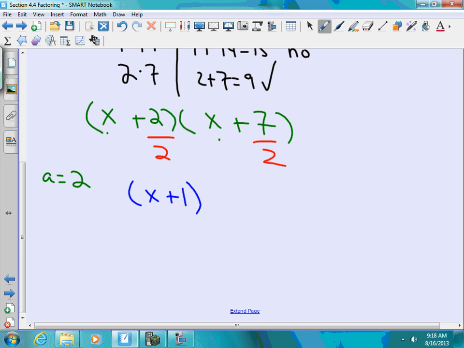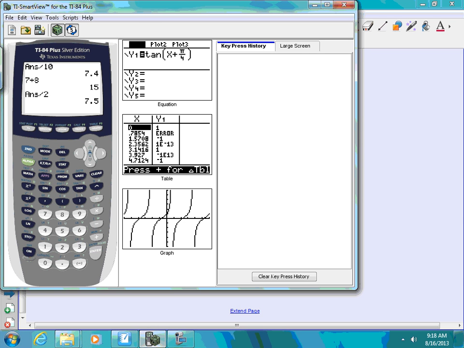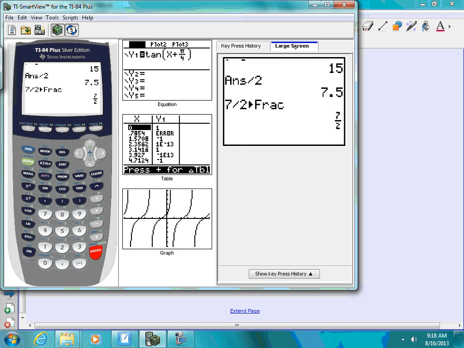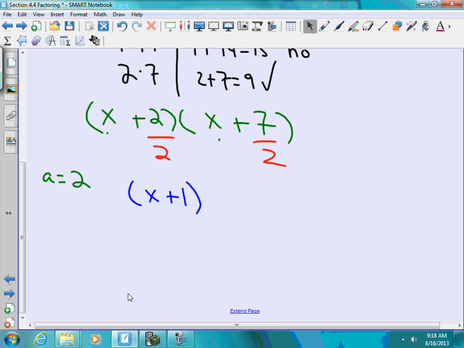Over here, 7 over 2, can that be reduced? Many of you say, no, it can't, of course, but what if you're not sure? Well, on your graphing calculator, there's a couple ways we can check that. If you get 7 divided by 2 and hit math, enter, or math fraction, it'll reduce it for you. And we get the same thing we started with. Let's put this on the larger screen for you to see. We get the same thing that we started with, 7 over 2. That tells me this is already reduced.